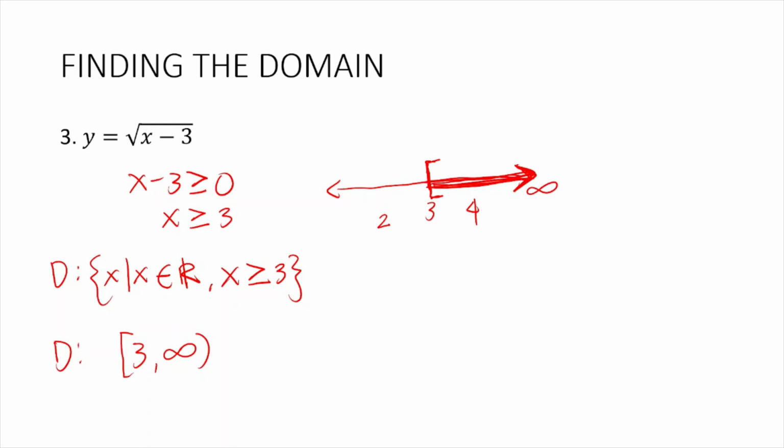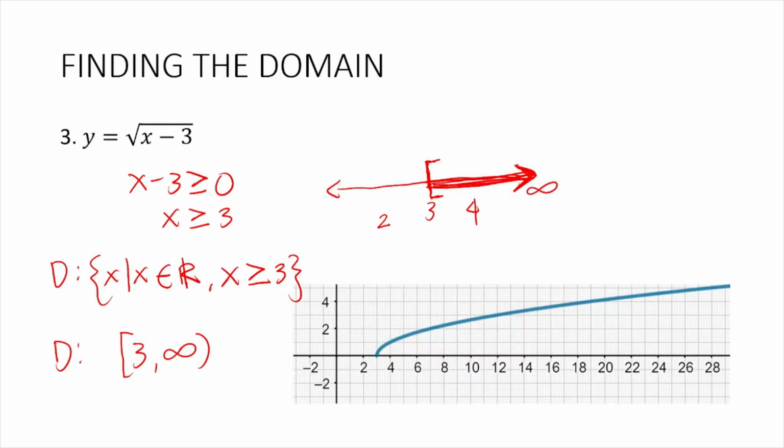Okay, we can also check using the graph. So like this one, from 3, this is positive 3. We only have a curve for this particular function at x equals 3 and then going to the right, going to positive infinity. We don't have a curve to the left of 3 because this will give us imaginary function values and they are not included in our domain.